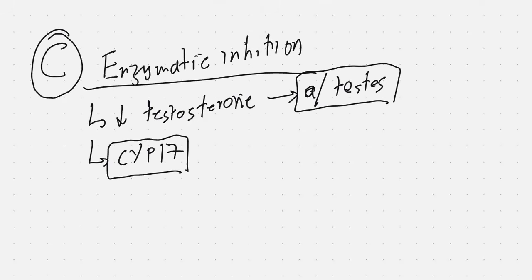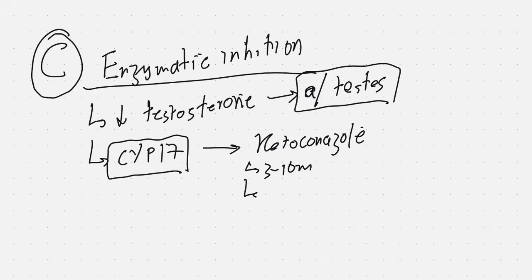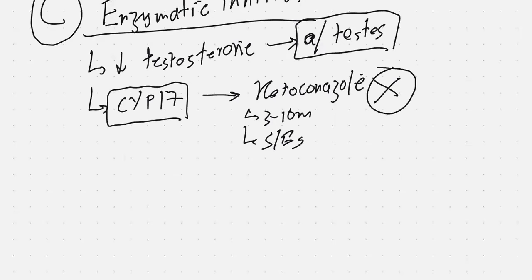testes, right? So earlier we used to use these crude CYP17 inhibitors such as ketoconazole, right? But the duration of control was only 3 to 10 months, and there were very prominent side effects. So, because of that, ketoconazole has fallen out of favor. We have a much better drug, a much more potent inhibitor of CYP17, that is abiraterone.